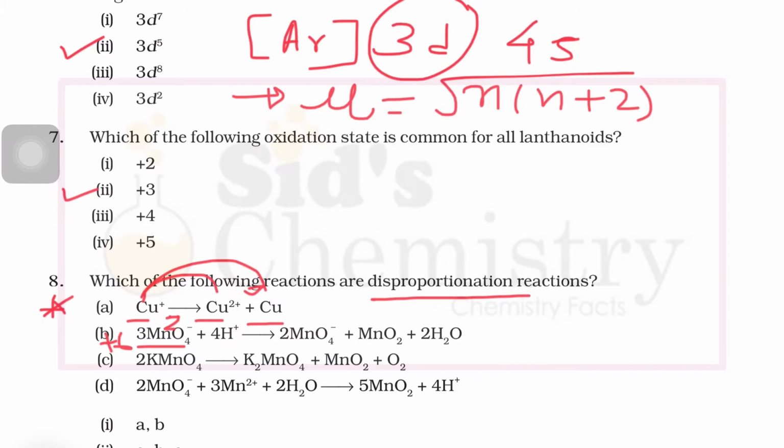Now when it gets converted to MnO4 minus, the oxidation number becomes +7. So it is the oxidation of this species. And when we go to MnO2, the oxidation number becomes +4. So this reaction will be a disproportionation reaction if we correct this particular thing. So this is also a disproportionation reaction. Now in the rest of the two reactions, the oxidation number of manganese is not significantly changing on both sides, and therefore the correct option includes only two reactions, A and B. So the correct answer is option number 1, A and B.